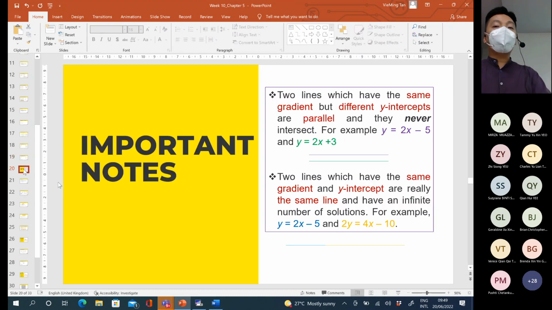So there are 2 methods for you to solve the simultaneous equation problem. You can either use the graph or you can use the mathematical equation. I personally encourage using the mathematical equation method.